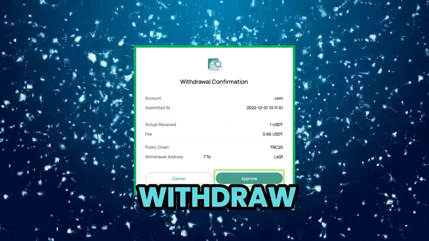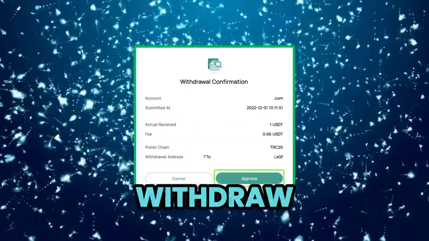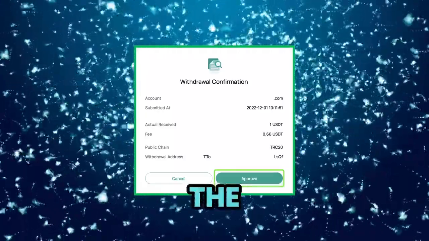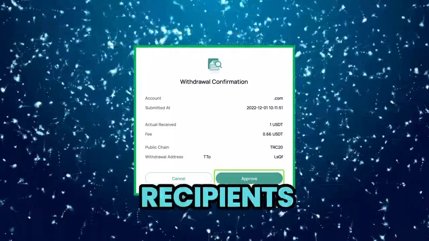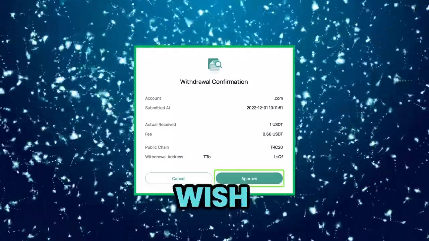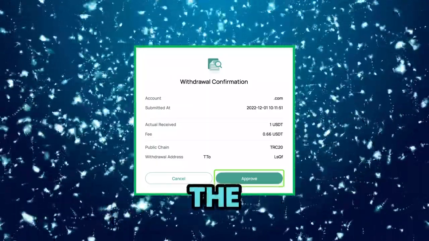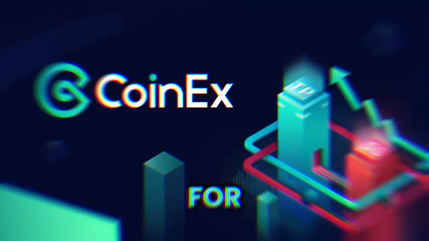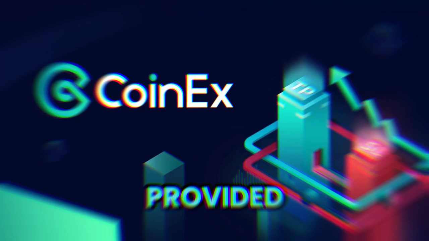2. Withdraw funds. To withdraw, go to Assets and select Withdraw. Choose the cryptocurrency, enter the recipient's wallet address and the amount you wish to withdraw. Confirm the transaction and complete any necessary security checks. For example, if you're depositing Bitcoin, ensure you send it to the correct Bitcoin wallet address provided by Coinex.